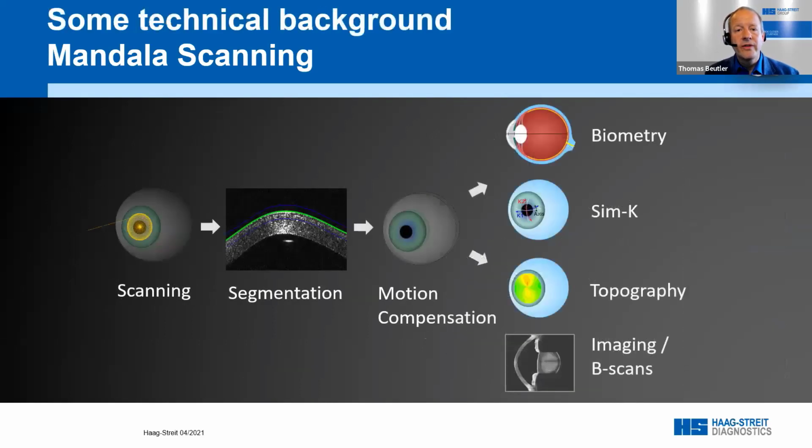So how do we do this in a complete workflow? We first do the scanning of the eye, then the cornea front is segmented. Based on this corneal front information, we can then do the motion compensation, and then from the motion compensated measurement cloud, we can do biometry from the cornea to the retina. We can do simulated keratometry, SimK. We can do topography, and topography in the quality of a Placido topographer. And we can do B-scan imaging throughout the entire volume.